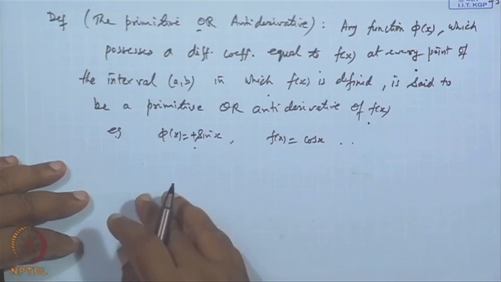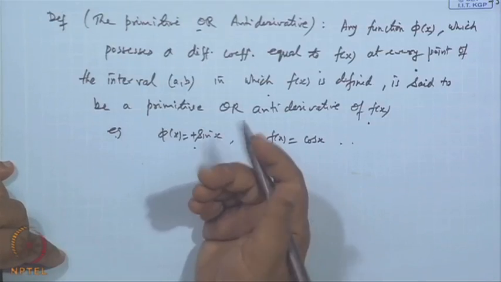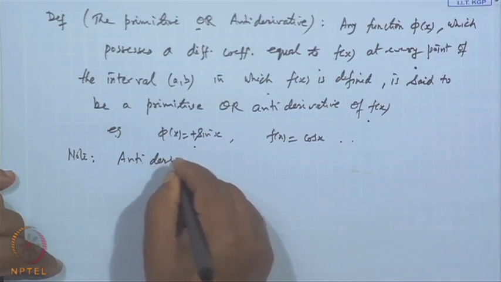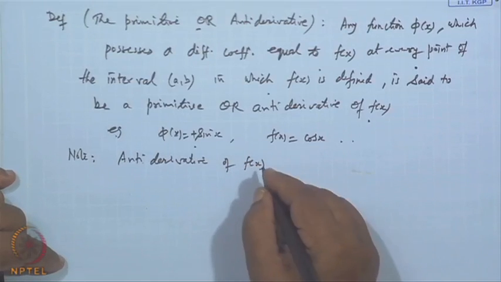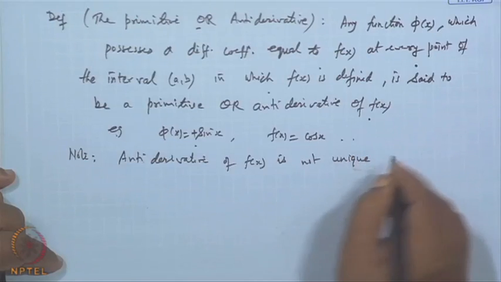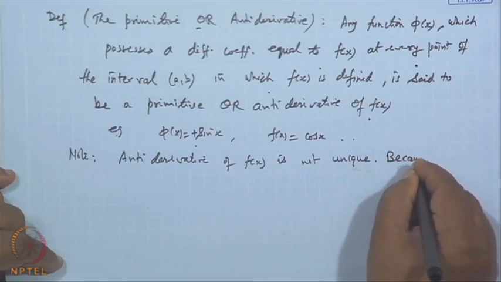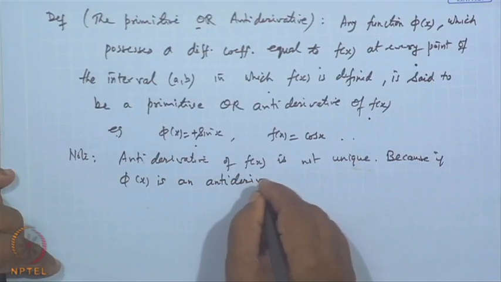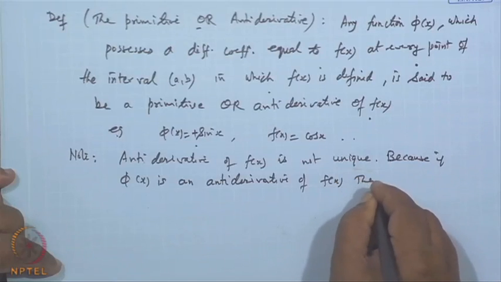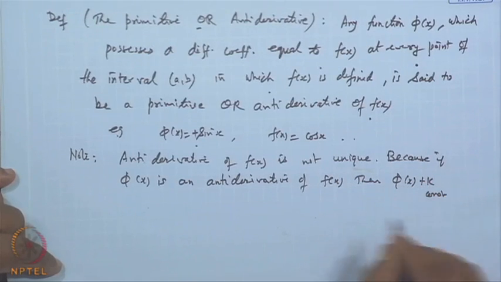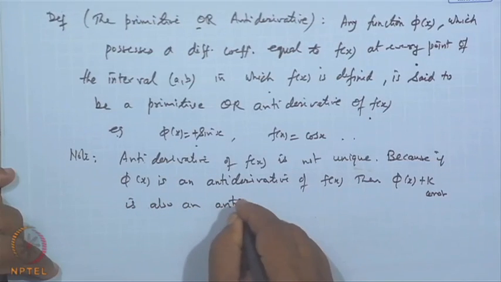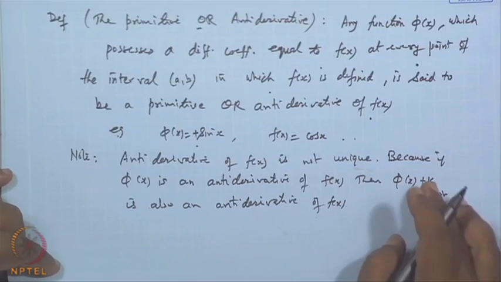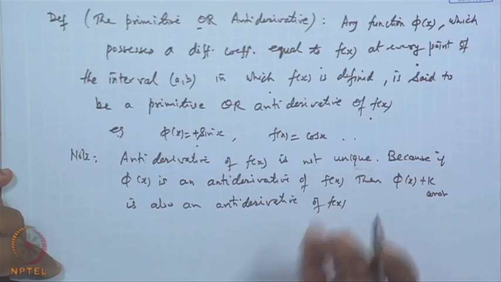Now, this antiderivative may not be unique. In fact, the antiderivative of the function f(x) is not unique, because if phi(x) is an antiderivative of f(x), then phi(x) plus a constant k is also an antiderivative of f(x), because the derivative also coincides. So, it is not unique in nature. If a function is an antiderivative, then that function plus a constant will also be an antiderivative.